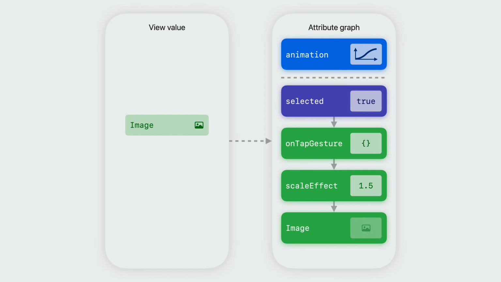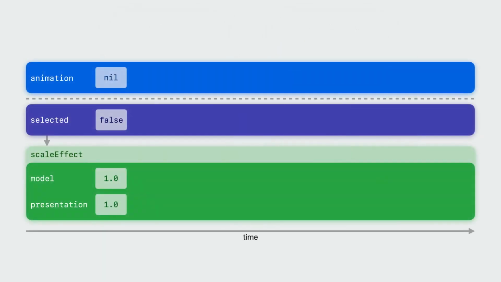Scale effect is a special attribute, an animatable attribute. When the value of an animatable attribute changes, it checks if an animation is set for the transaction. If so, it makes a copy and uses the animation to interpolate from the old value to the new value as time passes. I'll zoom in on the scale effect animatable attribute to examine how this plays out.